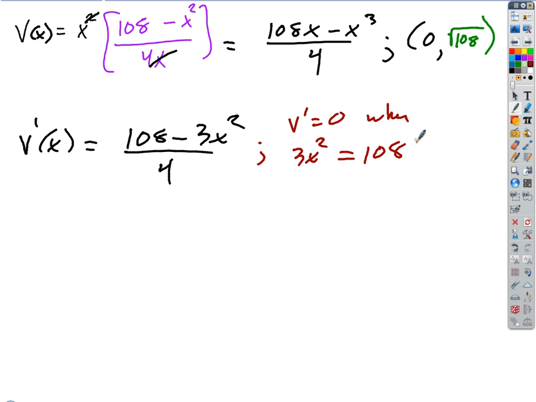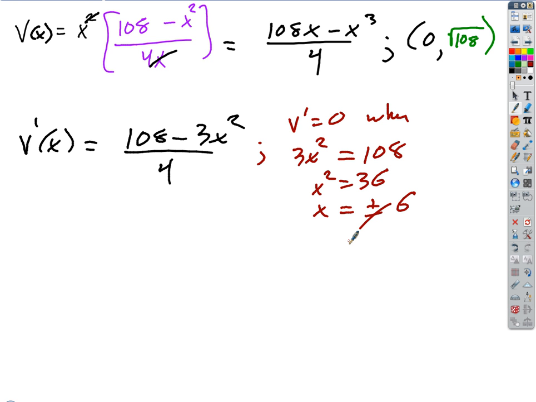So let's see, x would equal, what's that going to be? 3 goes into that, so it'd be 16, right? No, that's not right. 36. When x squared equals 36, so what's x? 6. Yeah, it's plus or minus, but we don't need the minus, right? So we'll just cancel that one out. We just get positive 6.